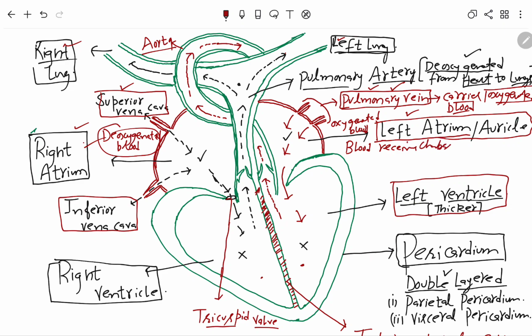Now both of these chambers will pump together, and from right atrium blood will enter into right ventricle, and from left atrium blood will enter into left ventricle. Now both of the ventricles are receiving the blood, and now ventricles will pump the blood. Both of the ventricles will pump simultaneously. When the ventricles contract, at that time the atrium will be in the relaxing position.